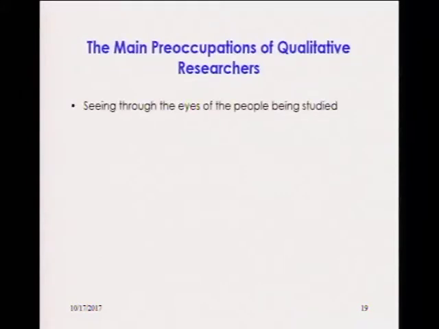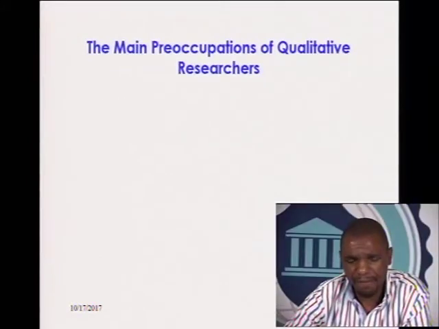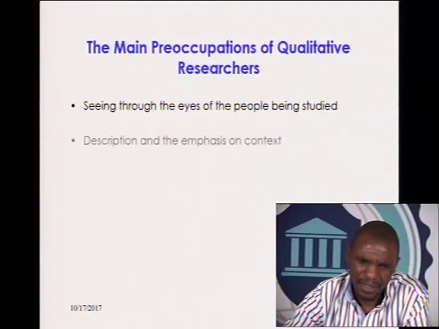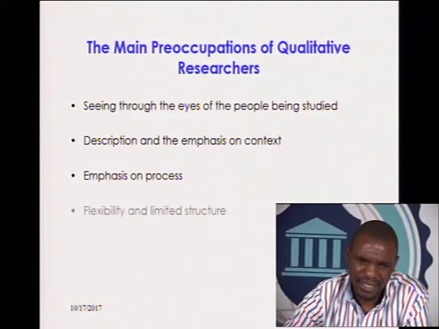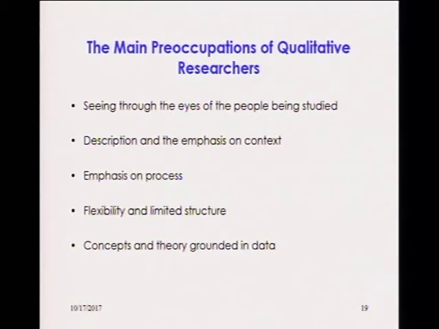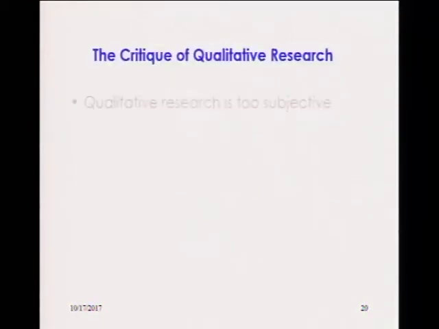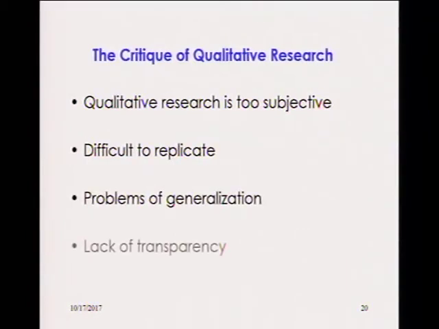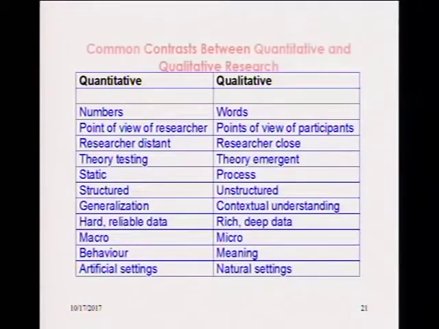Obviously, when you come to qualitative research, this is what they are concerned about: seeing through the eyes of the people being studied, description and emphasis on the context, emphasis on the process, flexibility and limited structure, concepts and theory grounded in data. And then the critics of qualitative research say it is too subjective, difficult to replicate, has problems of generalization, and lacks transparency.